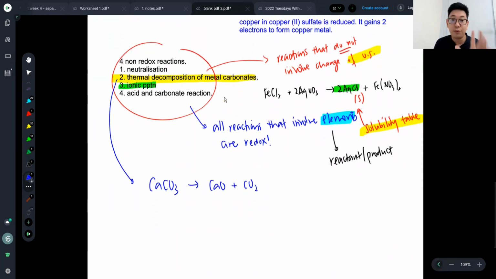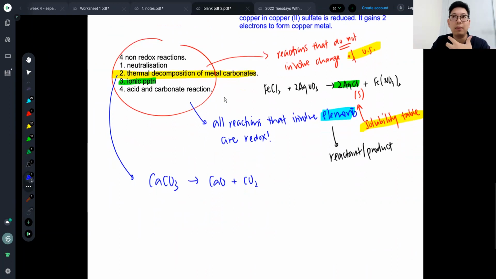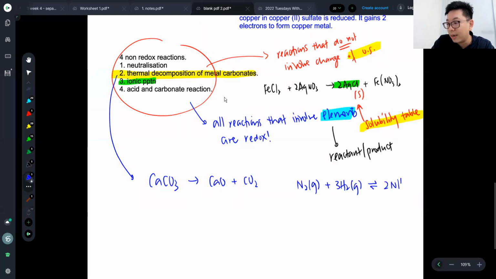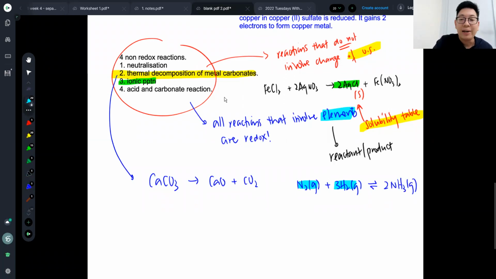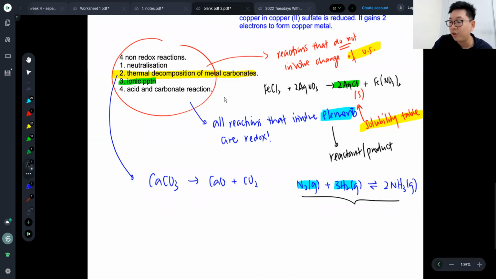Let me give you an example of a few reactions. The most common reaction, which I'll cover in a couple of weeks' time, is the Haber process. Nitrogen gas reacts with hydrogen gas to form ammonia gas. Notice how this reaction involves elements. Any reaction that involves an element is redox. I don't even need to calculate. This one is confirmed redox.